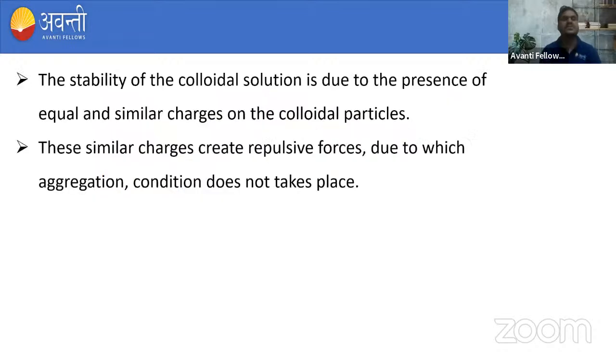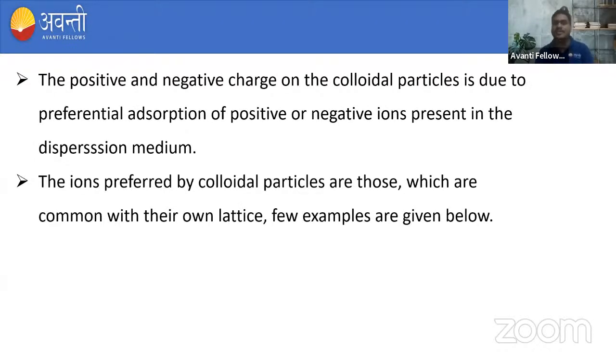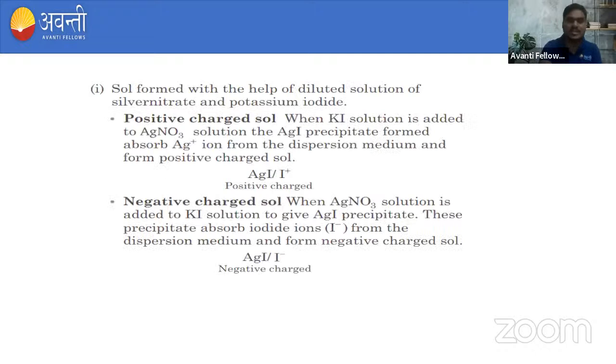Okay? Now, the stability of the colloidal solution is due to the presence of equal and similar charges on the colloidal particles. These similar charges create a repulsive force due to which aggregation or coagulation does not take place. The positive and negative charge on the colloidal particle is due to preferential adsorption of positive or negative ions present in the dispersion medium. Right? So this is very simple. So let's see some examples.